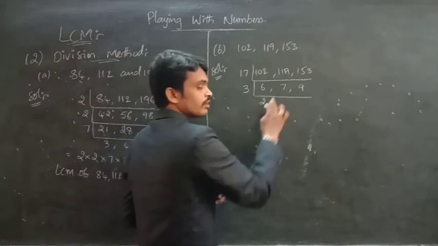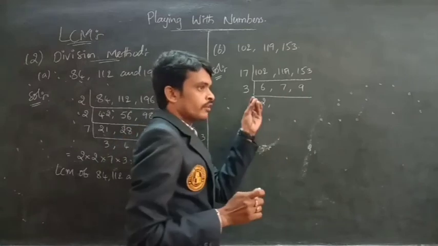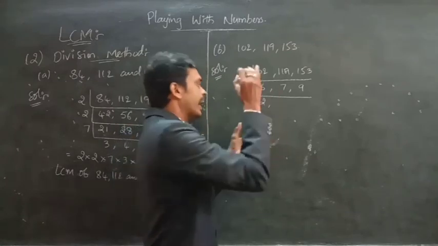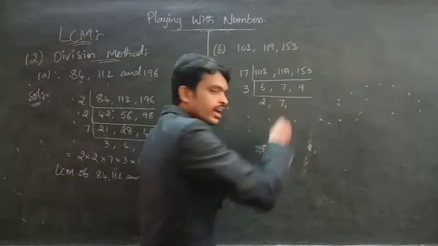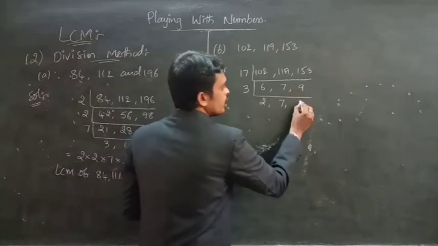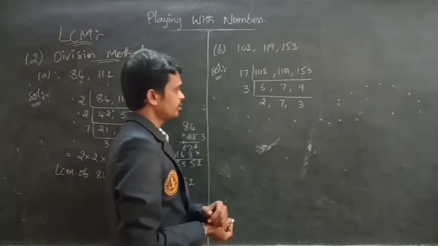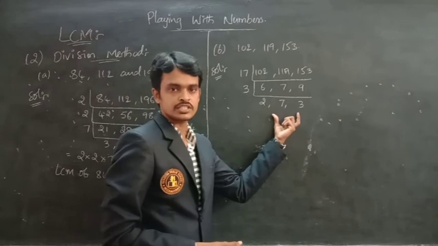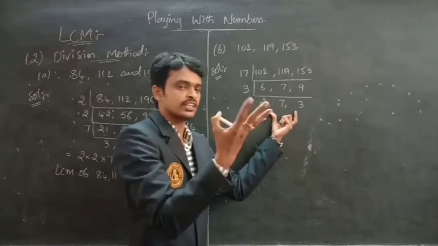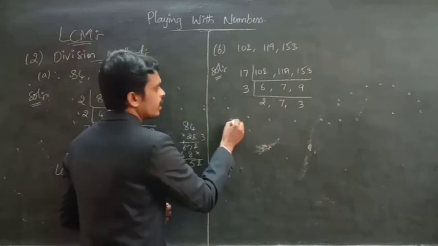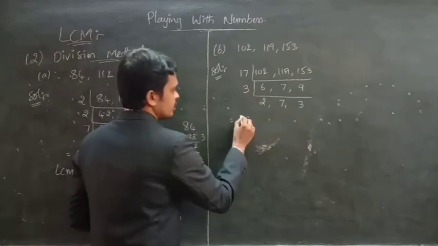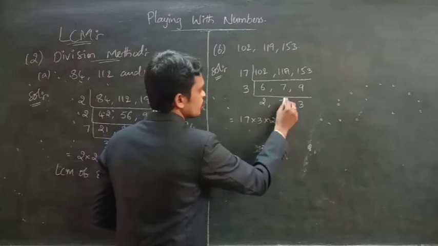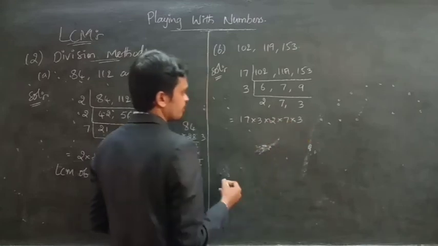Will 7 divide? No. If the number is not divisible by the number we take, we should write it as it is. 7 we should write as it is, and 3 threes are 9. Can we factorize more? No. Why? Because these are prime numbers. Prime numbers we can't factorize further. So now let us write the numbers as a product: 17 into 3 into 2 into 7 into 3.